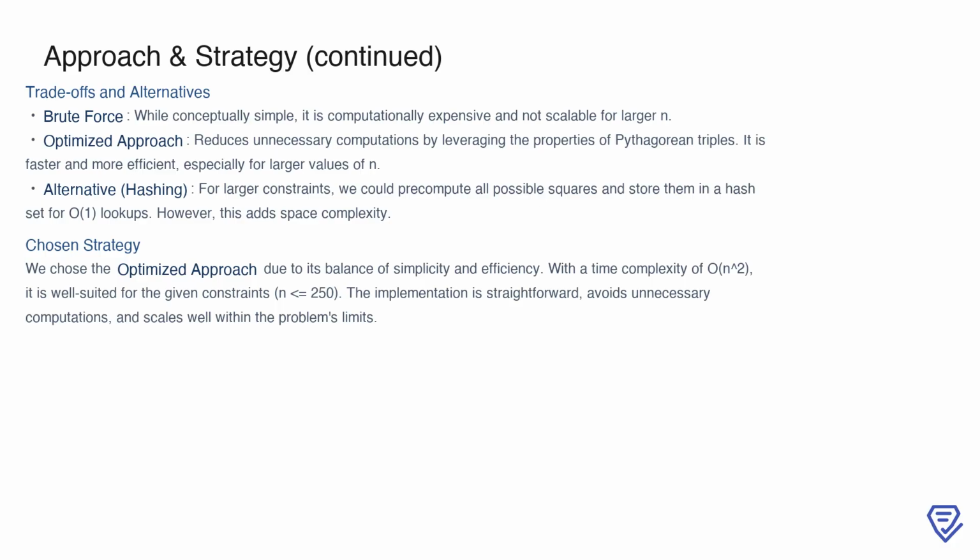This balance of simplicity and efficiency makes it ideal for this problem. An alternative method involves pre-computing all possible squares and storing them in a hash set for constant time lookups. While this could work for larger constraints, it increases space complexity and isn't necessary for n less than or equal to 250. Ultimately, the optimized approach is the chosen strategy because it avoids unnecessary computations, scales well within the problem's limits, and is straightforward to implement.